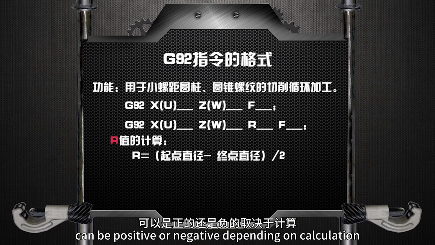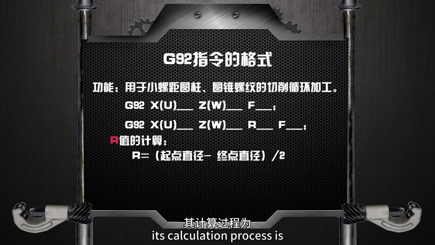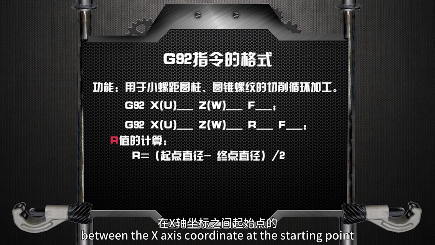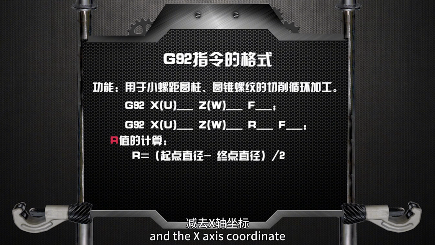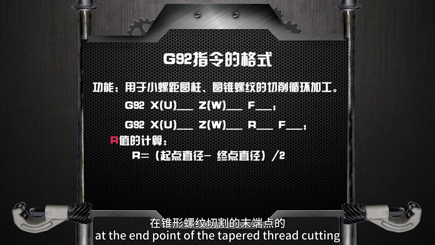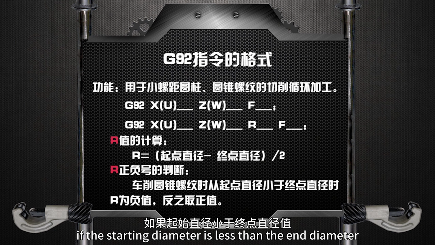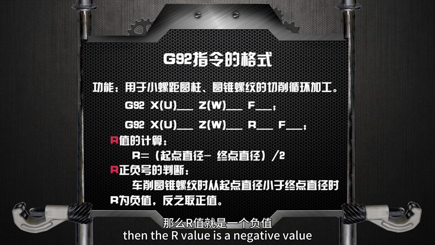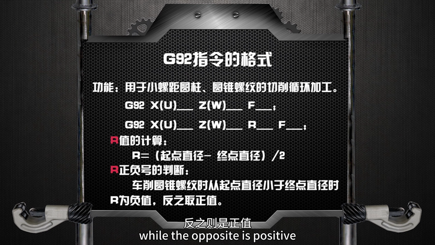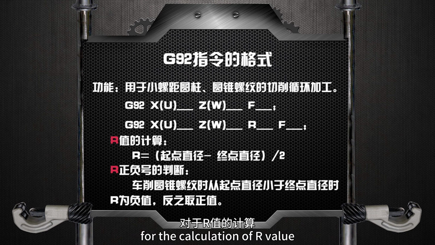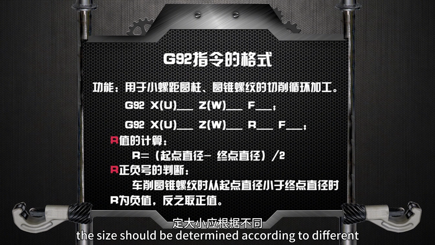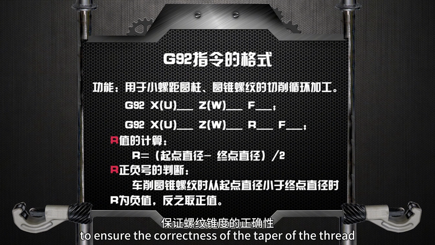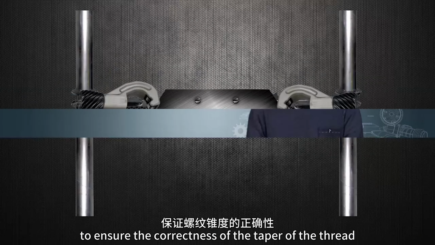The R value can be positive or negative depending on calculation. Its calculation is half of the difference between the x-axis coordinate at the starting point and the x-axis coordinate at the end point of the tapered thread cutting. If the starting diameter is less than the end diameter, then the R value is negative, while the opposite is positive. For the calculation of the R value, the size should be determined according to different lengths to ensure the correctness of the taper of the thread.